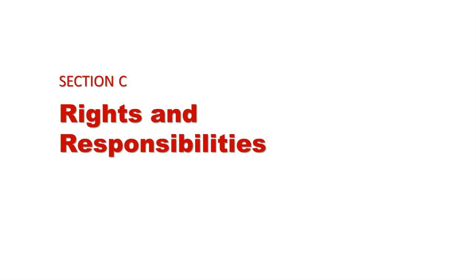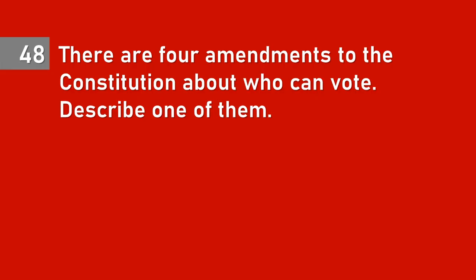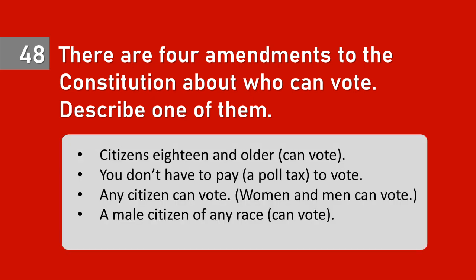Section C. Rights and Responsibilities. Question 48. There are 4 amendments to the Constitution about who can vote. Describe one of them. Citizens 18 and older can vote. You don't have to pay a poll tax to vote. Any citizen can vote, women and men can vote. A male citizen of any race can vote.